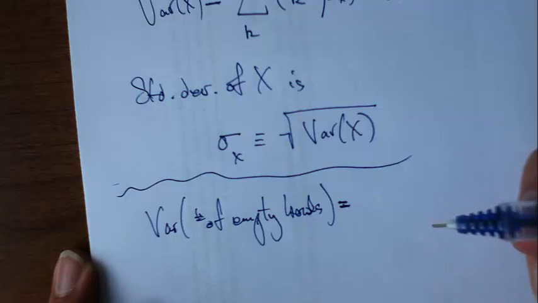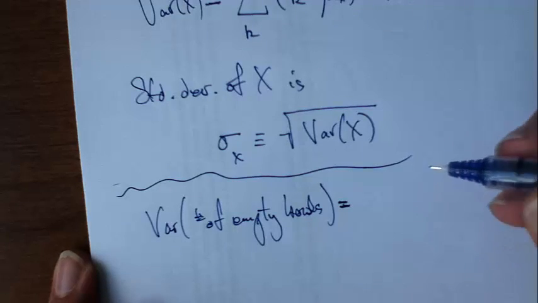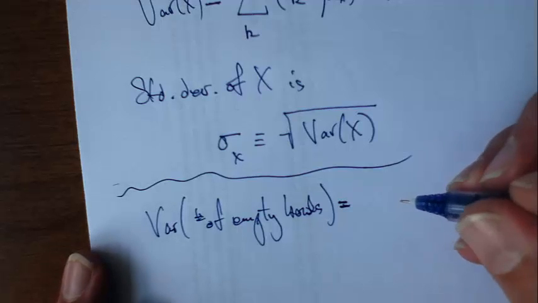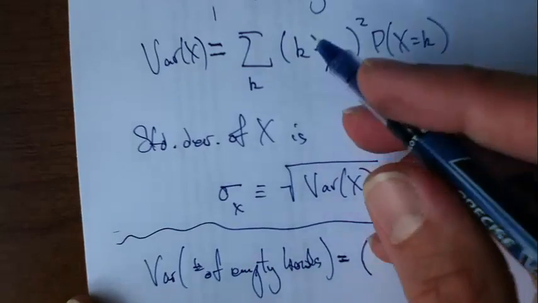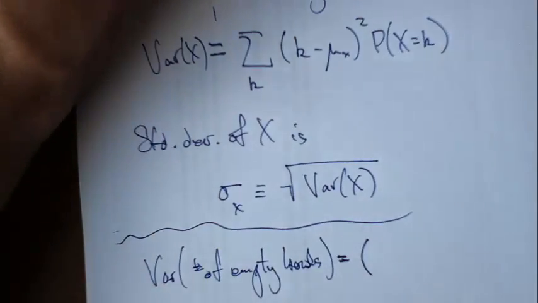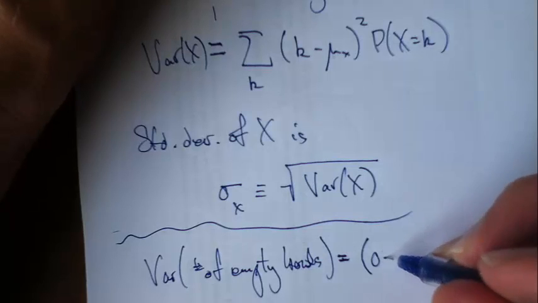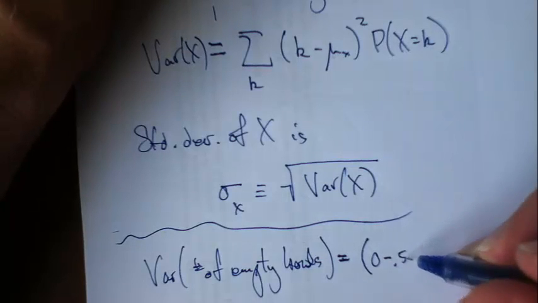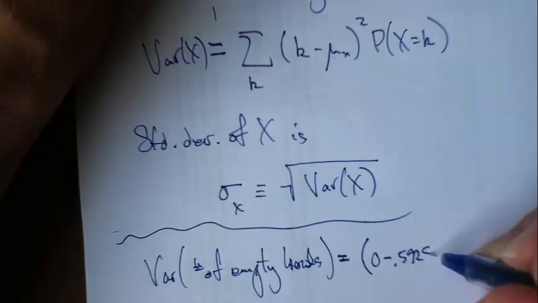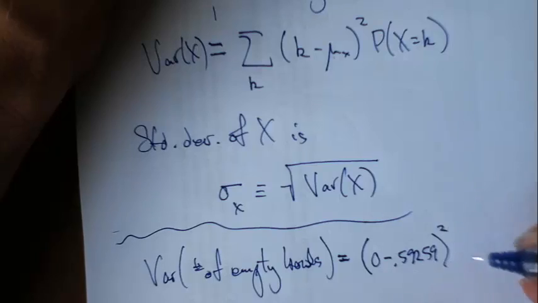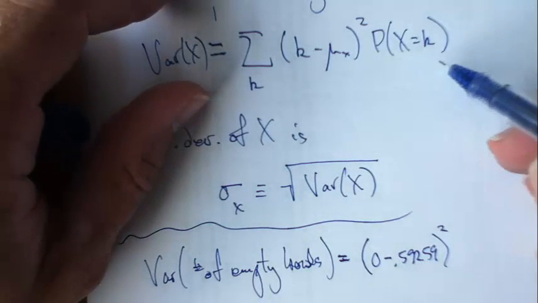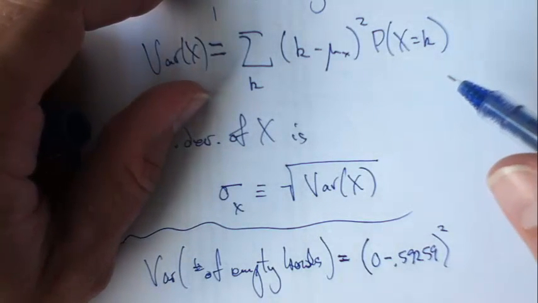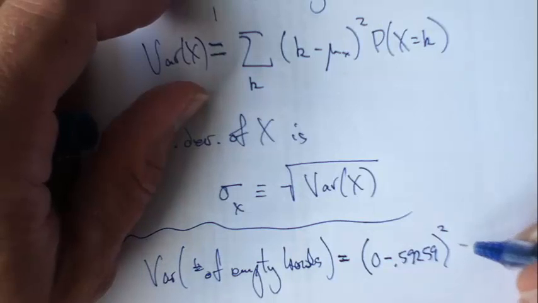It was about 0.59259. So I'm going to follow the formula that's up here. k could be 0 minus 0.59259. I'm rounding there. I hope that's okay. I'm going to square that, right? And then times the chance that I had 0 empty bowls. What was the chance of no empty bowls? It's 36 out of 81, right?